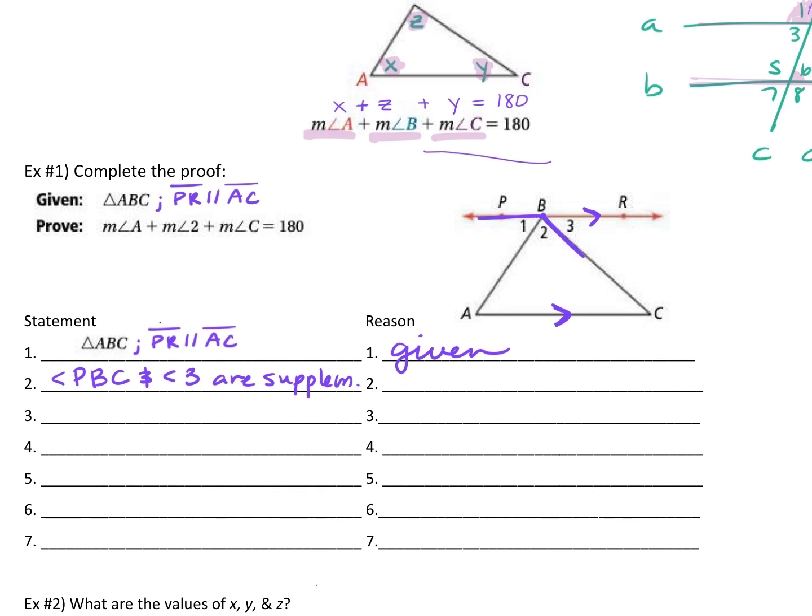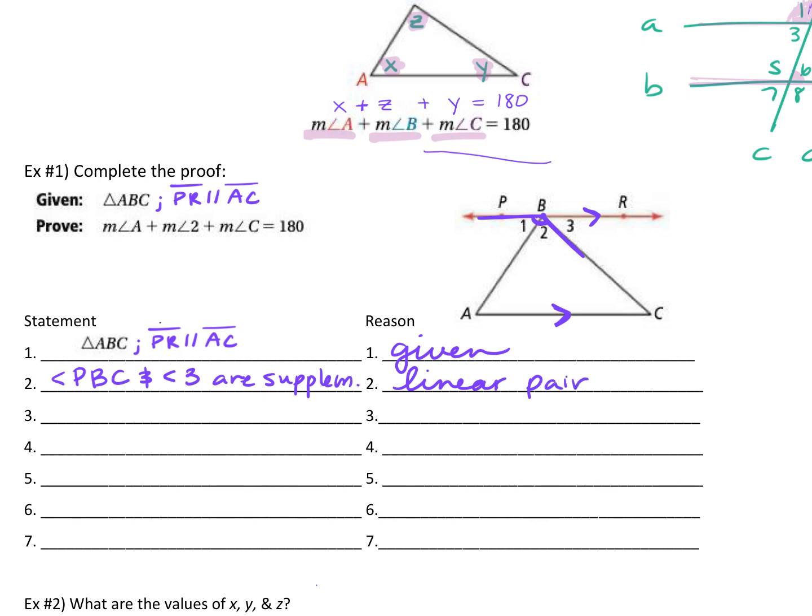The definition of supplementary angles is 2 angles that add up to 180. So yes, if you told me 1 and 2 and 3 are supplementary, I would take it. It's fine. It's just not technically the best way to say it, okay? But PBC, so that's this angle, and angle 3 are supplementary. Why do I know that? Here's where the reason kind of goes with calling 2 angles supplementary. They're a linear pair, okay? And you may just write linear pair.